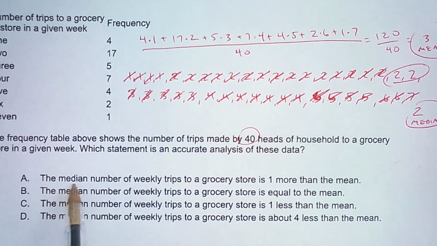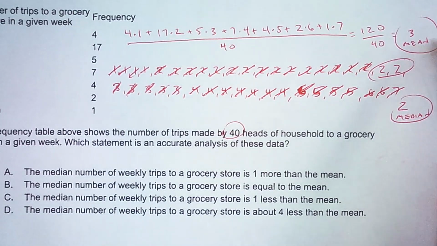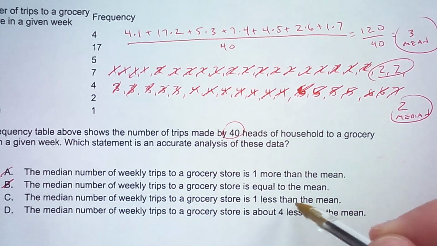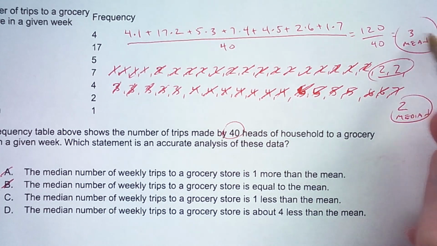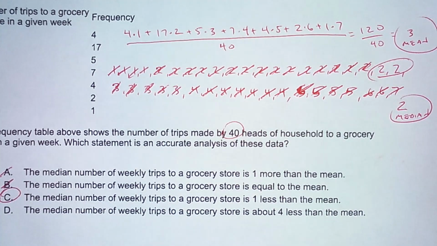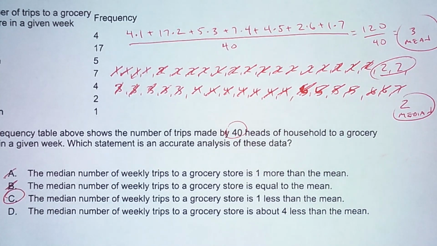Okay, so is it true that the median number is 1 more than the mean? The median is 1 more than the mean, so 2 is 1 more than 3. That's not true. The median is equal to the mean. 2 and 3 are not equal. That's not true. The median is 1 less than the mean. 2 is 1 less than 3. That is true. Okay, so C is the correct option.